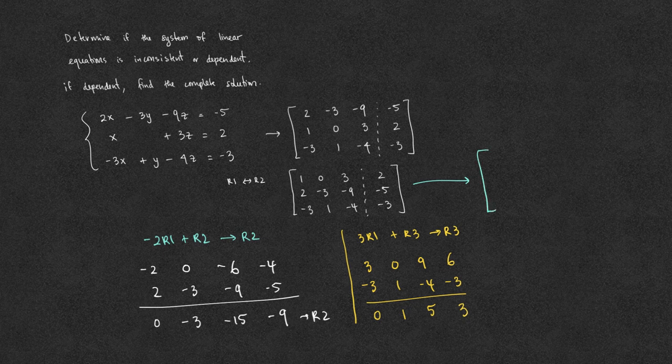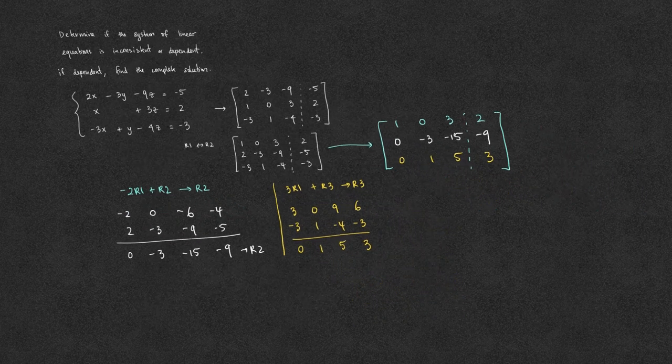The first row is 1, 0, 3, 2. The second row is 0, negative 3, negative 15, negative 9. And the third row is 0, 1, 5, 3. This is not a row echelon form yet.